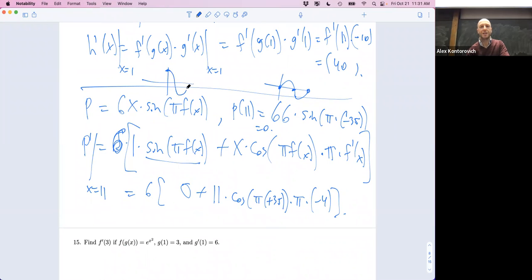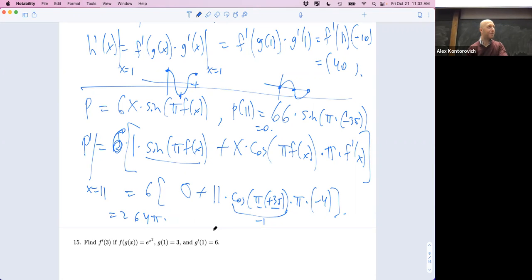Cosine at even multiples of pi is +1. At odd multiples of pi is -1. This is an odd multiple of pi, so this is -1. And so the whole thing is, this -1 and that -1 cancel, and I get 66 times 4. 6 times 4 is 24. You know how to multiply by 11? It's 24. So 264. Again, you don't have to simplify that pi.